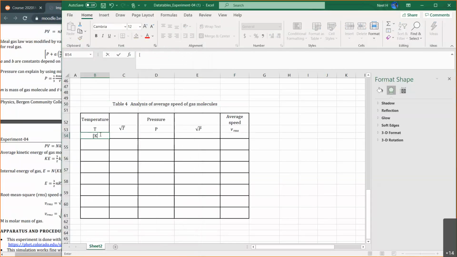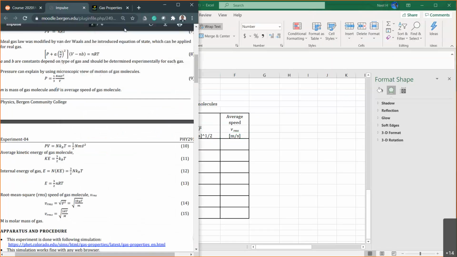Let's measure temperature in Kelvin, and the square root of T is going to be the square root of Kelvin, right? So I can say Kelvin to the power half, and pressure is going to be in 10 to the power 3 Pascal, and for the square root of pressure I can say 10 to the power 3 Pascal, putting the square root outside. That is easy. And then V_RMS is going to be in meters per second, all the units.